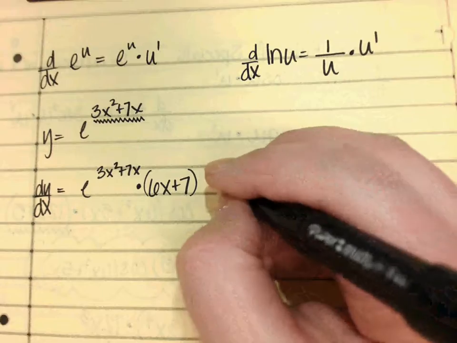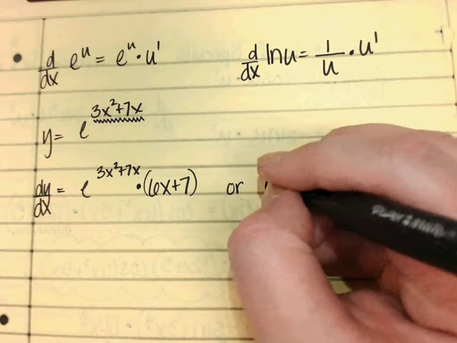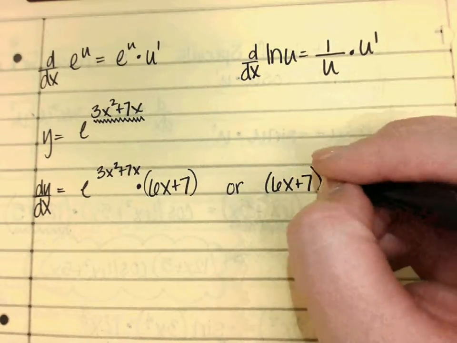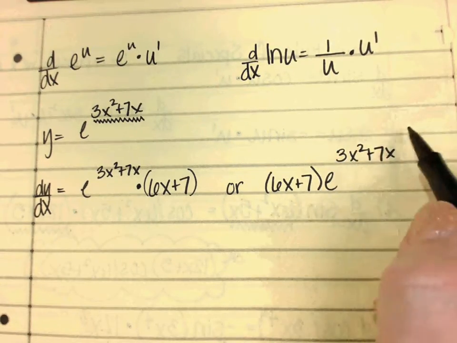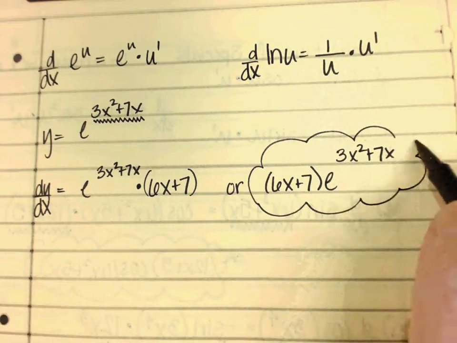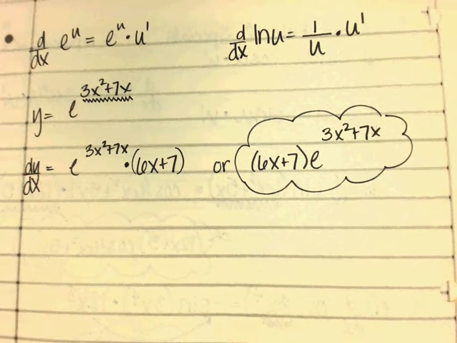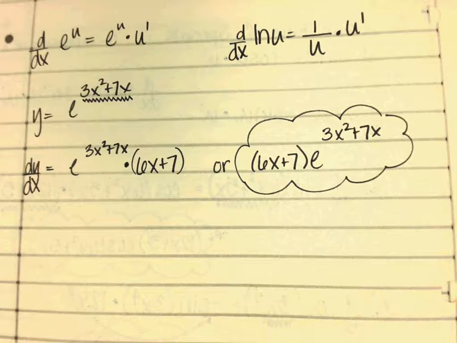Okay, and then remember on the AP test, they would pull the 6x plus 7 to the front and let e come second. So basically anything complicated, they're going to put the easy stuff first. Okay, 1 more left, then we'll look at your homework.